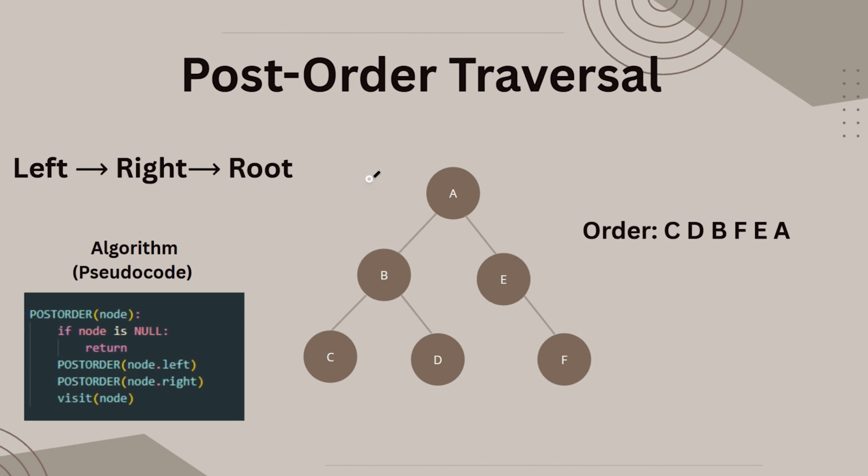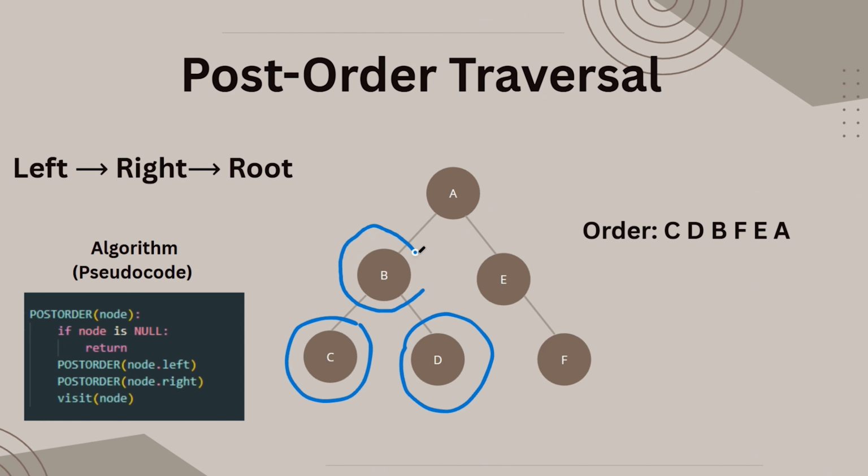So here the parent node is A again. We go left, then we go to B, and then we go left again, we go to C, and there are no other nodes from there. So the leftmost is C. And then from C we go right, so we have D. So left, right, and then we go to the root, which is B.